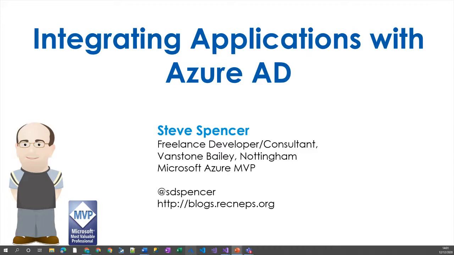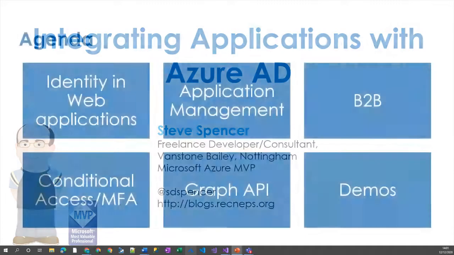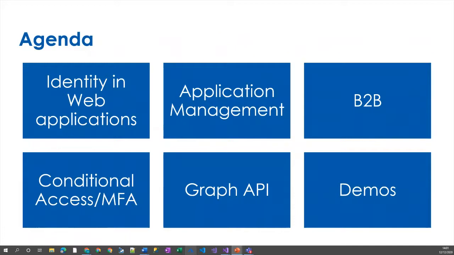So talking about integrating applications with Azure AD, we'll talk a bit about identity in web applications. We'll look at how we can manage those applications in Azure. We'll have some B2B, conditional access and multi-factor authentication, and then we'll finish off with Graph API. And I'll put in some demos as we go along, so it's not just all talking. So hopefully you'll find that interesting.